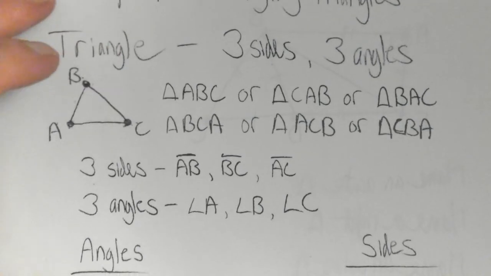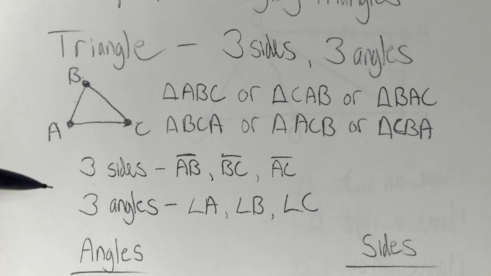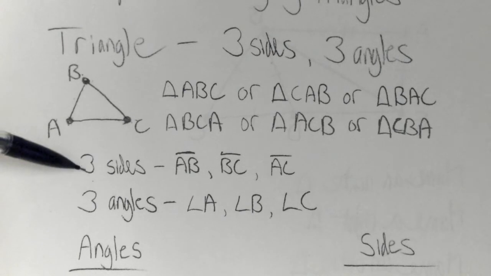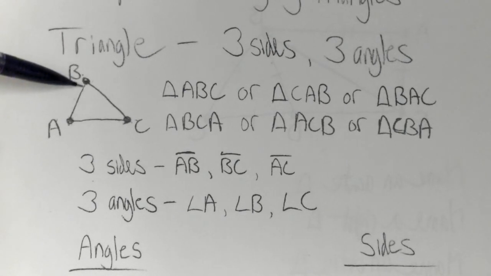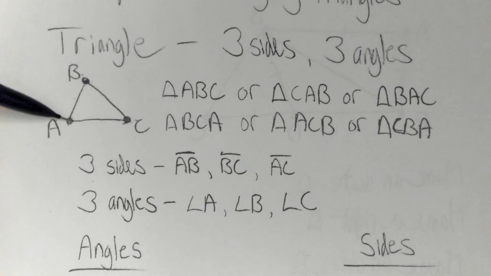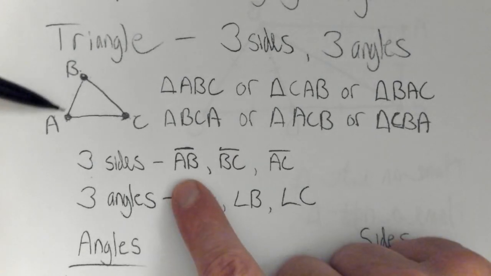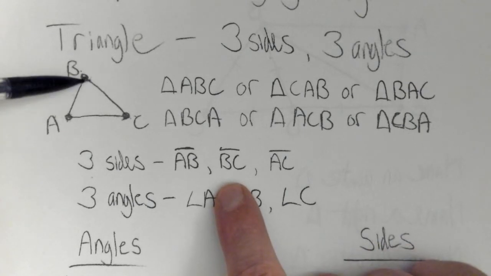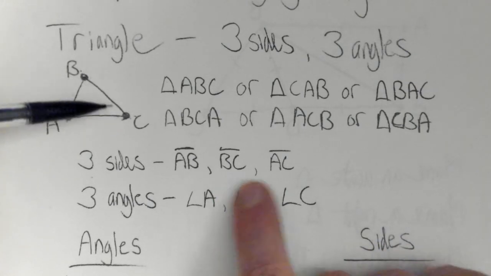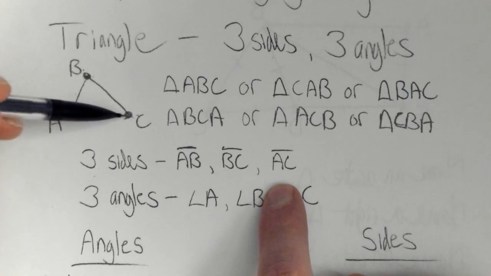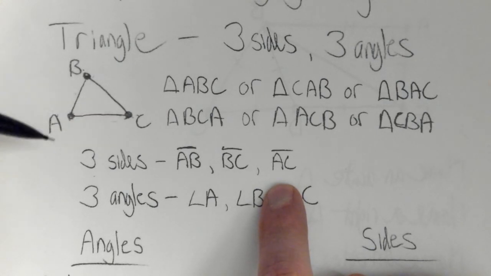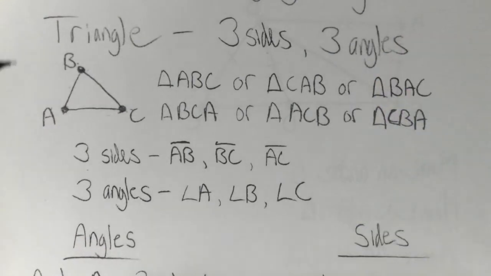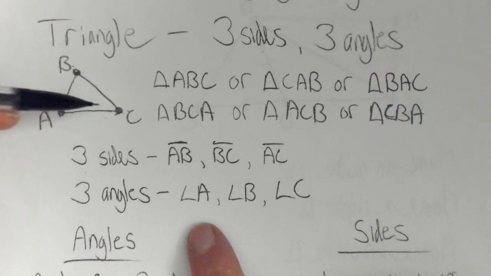Now let's list out the 6 parts. We've got 3 sides. Remember, a side of a triangle is a segment. For example, this segment right here is segment AB, the left side of the triangle. Segment BC is the right side of the triangle, and segment AC is the bottom side of the triangle. And of course there are 3 angles, one at each vertex.